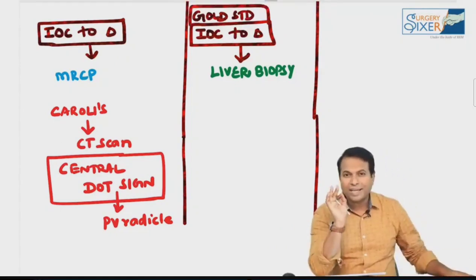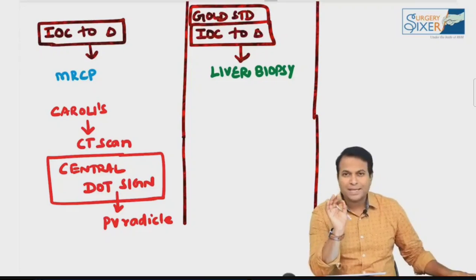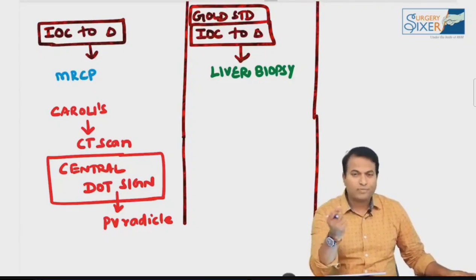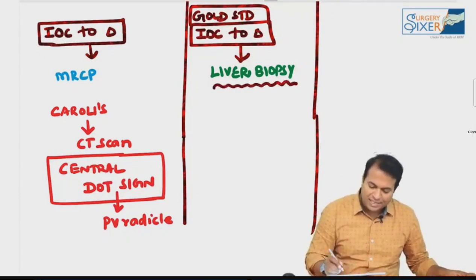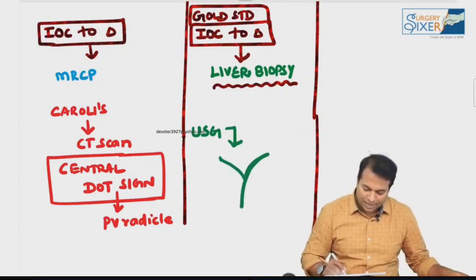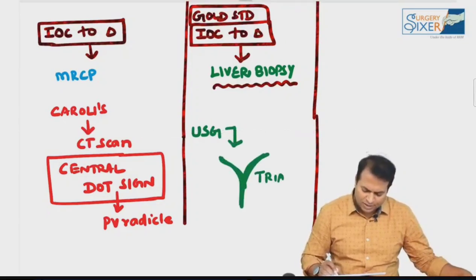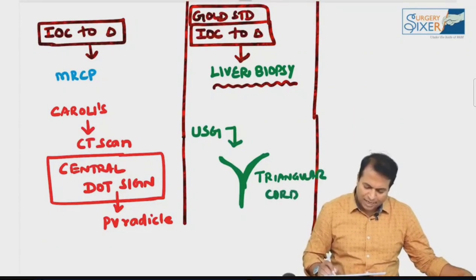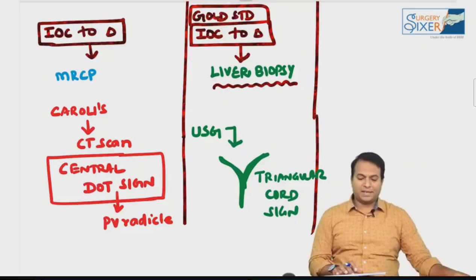So before doing anything in EHBA, take a liver biopsy and confirm there is excessive bile duct proliferation in the biopsy. The biopsy will show excessive bile ductular proliferation. Therefore liver biopsy is the gold standard investigation to diagnose EHBA. Ultrasound of EHBA will show you a sign known as, what is the sign? A sign known as triangular cord sign. Triangular cord sign can be seen on ultrasound in an EHBA patient.